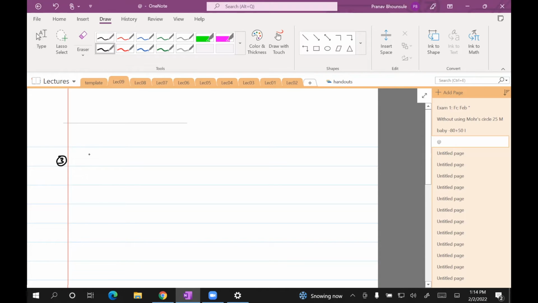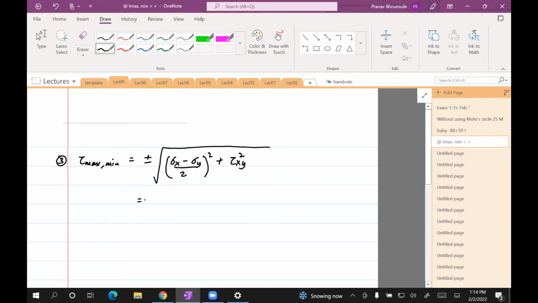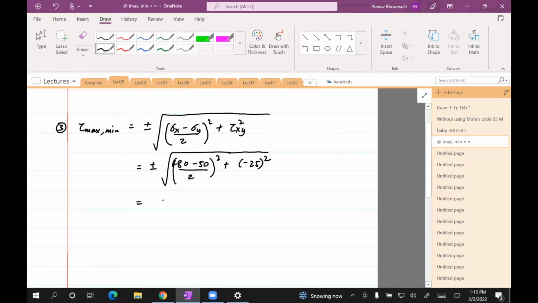Okay, so the formulas are as follows. The max and min stress are given by plus or minus square root of (sigma x minus sigma y divided by 2) squared plus tau xy squared, which comes out to be (minus 80 minus 50) divided by 2, plus minus 25 squared, which is plus or minus 69.6 in MPa.